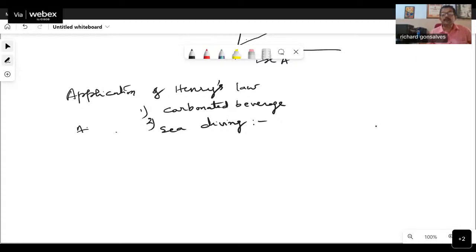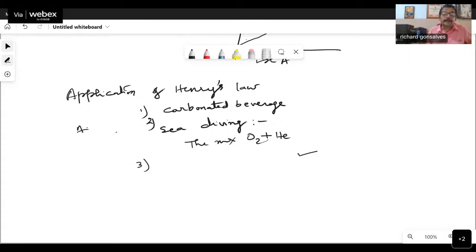And to avoid that, what they do is they mix oxygen with helium. Instead of nitrogen, air contains oxygen and nitrogen. Nitrogen molecular mass is 28. Helium is only 4. And solubility of helium is less. Solubility of nitrogen is more. Therefore, helium will be less soluble. Even at high pressure, the amount of helium dissolving is very less. Therefore, it will not cause that much pain. Okay, this is another.